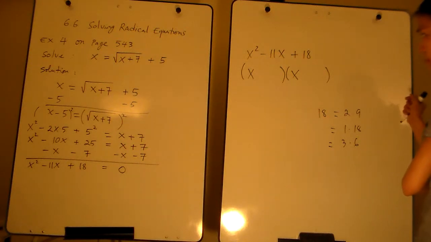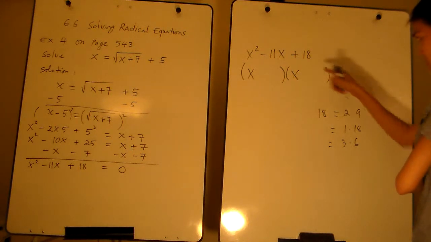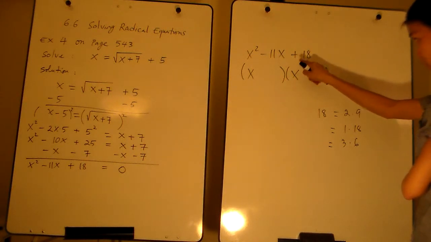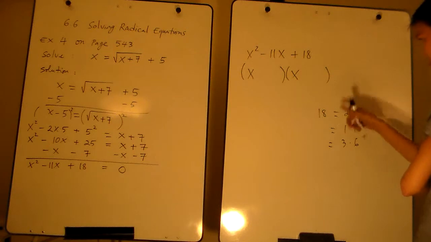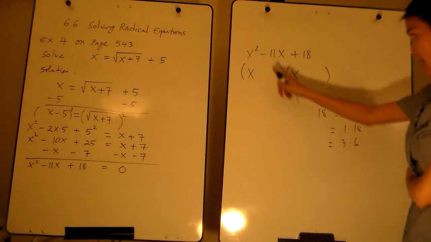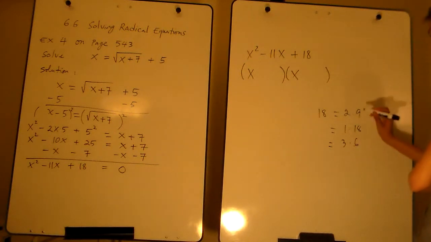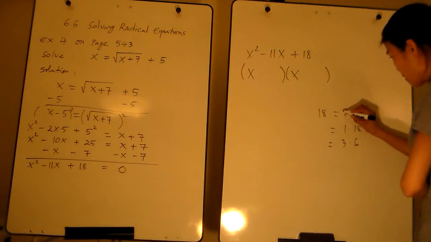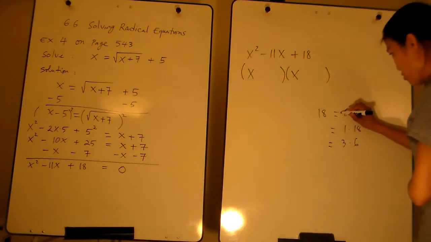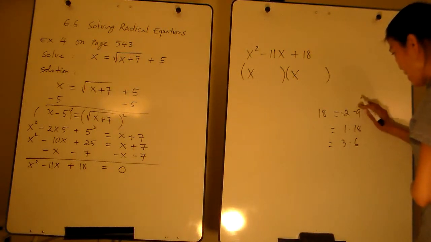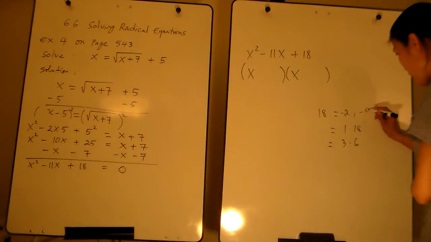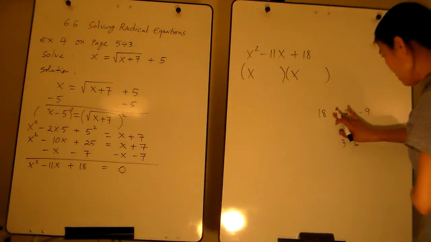These are the cases. Now, because c is positive, you know that the two factors of c will have the same sign as b, which is negative 11. So that means all the signs of these factors are going to be negative. Same sign as b.